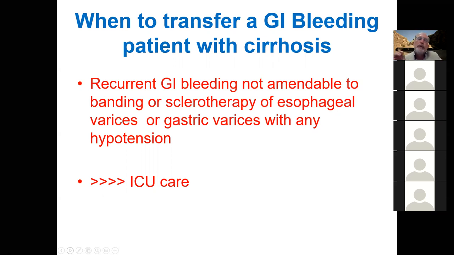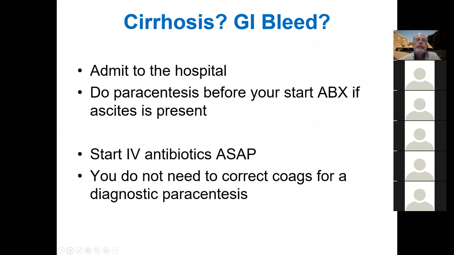TIPS shunts in randomized studies, these patients have done better if they are bleeding after your first endoscopy. Banding is highly preferred over sclerotherapy. Gastric varices management is either endoscopic coil plus glue or a TIPS shunt. So if there isn't availability here of coiling and gluing gastric varices, then move to a TIPS shunt early. ICU care is critical. If they're GI bleeding and hypotensive, they need to be in an ICU.